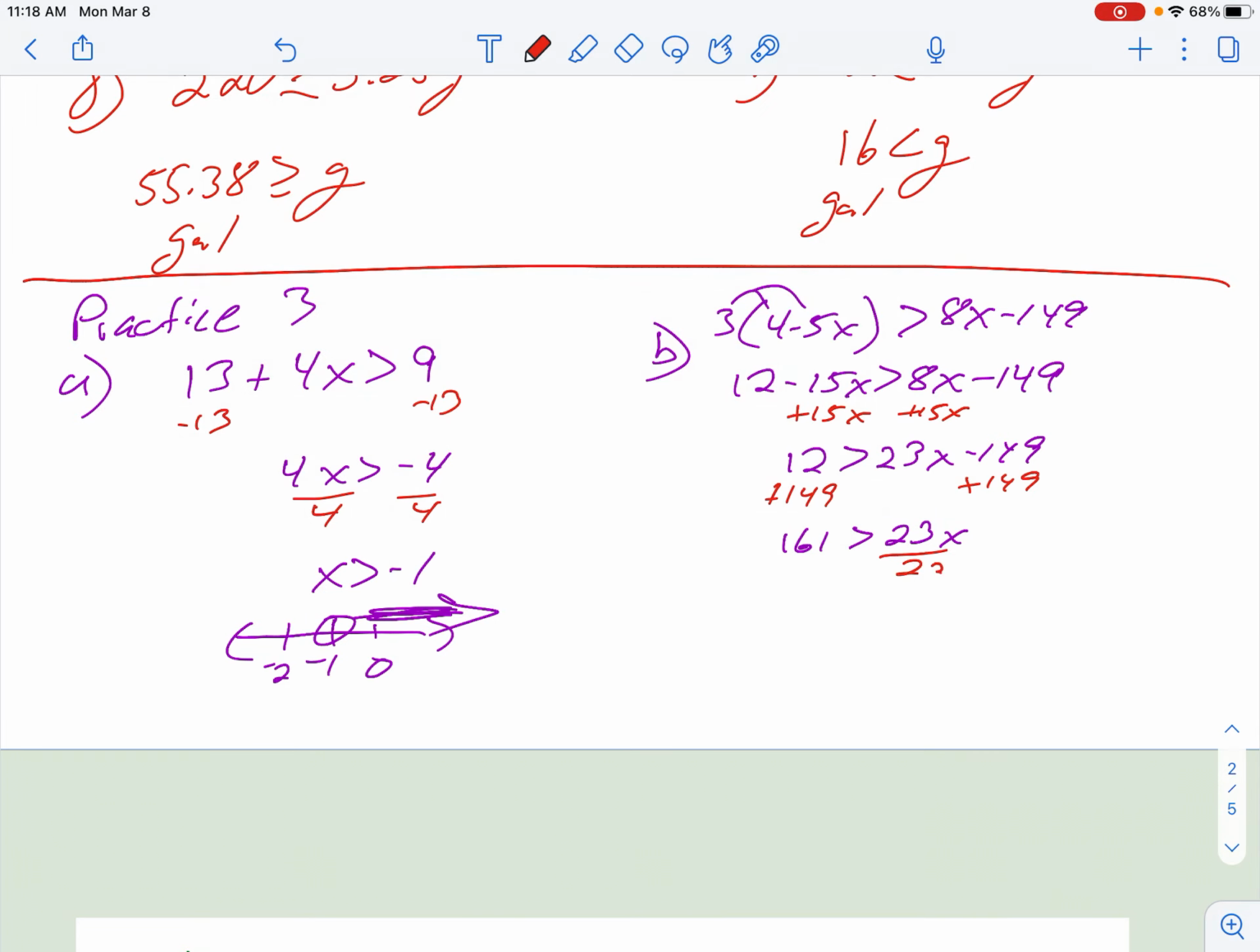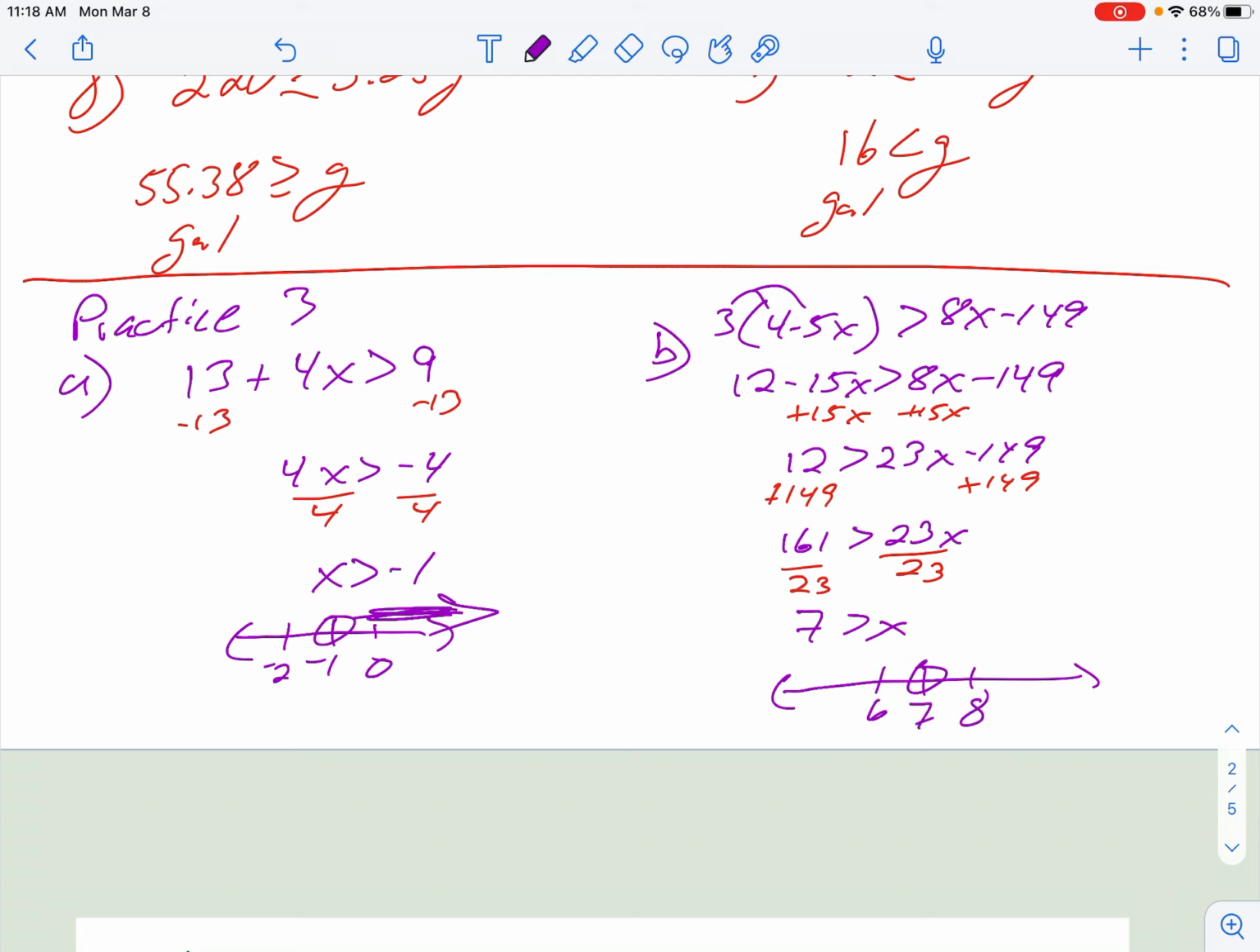And as I divide both sides by 23, I do not flip around the inequality because I am not dividing by negative or multiplying by negative. So that's the only time I flip it. On my number line, at 7, I am going to be open.